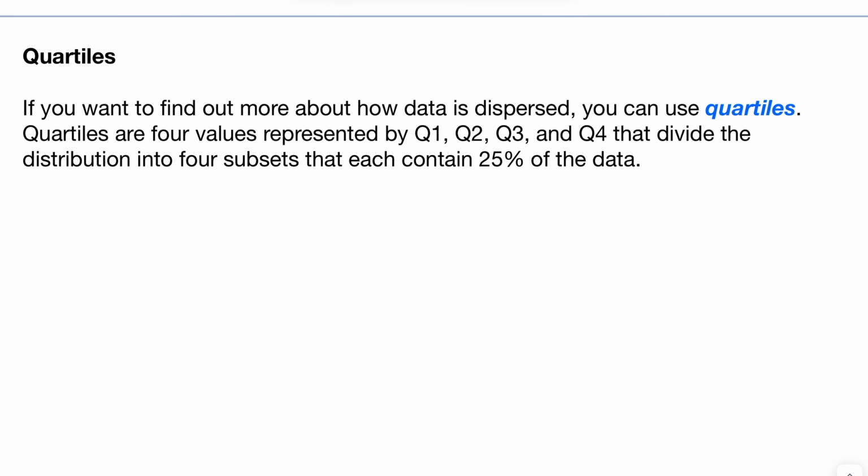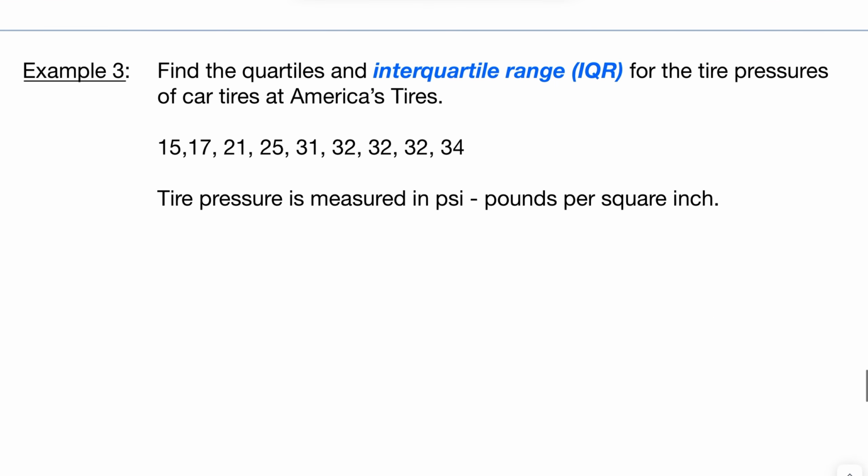Okay, so one of the things that we're going to look at are quartiles. If you want to find out more about how the information you've collected on a particular car is spread out or dispersed, you can use what's called quartiles. Quartiles are essentially 4 values, and we represent them by quartile 1, quartile 2, 3, and 4. That basically divides the distribution of the data into 4 subsets that each contain 25% of the data. Okay, so let's take a look at how we can use quartiles.